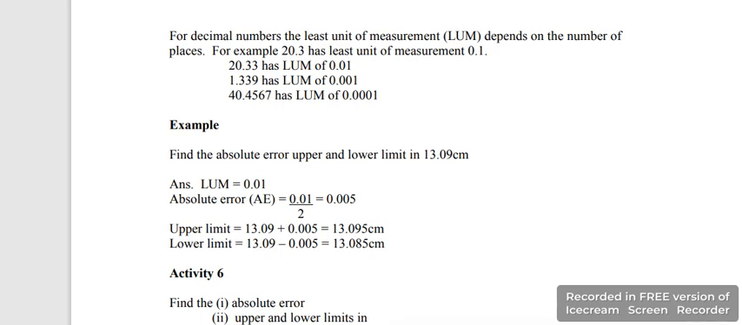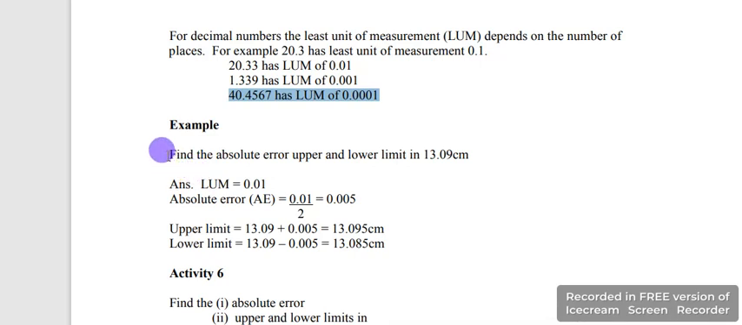If it is 40.4567, what we have here will be 0.0001. There are 4 decimal places. That is what we have.